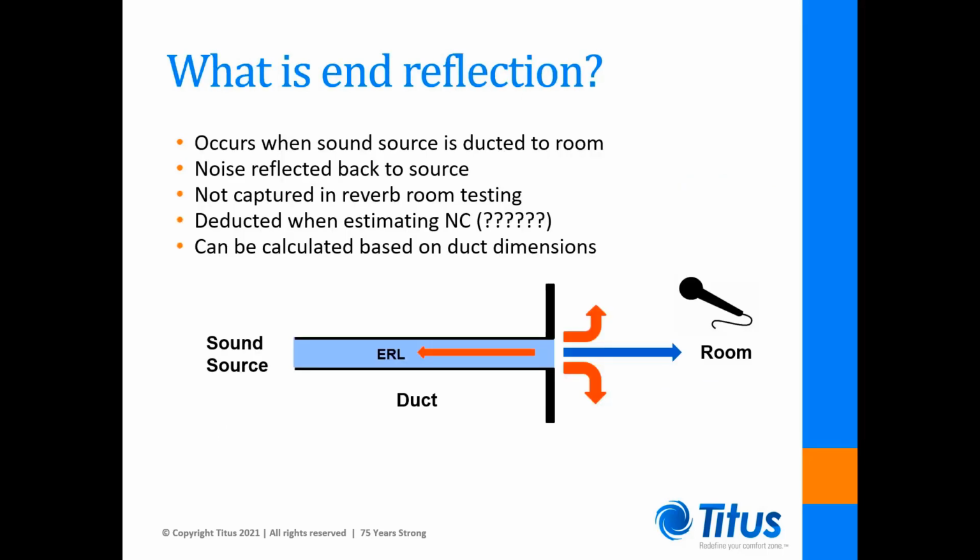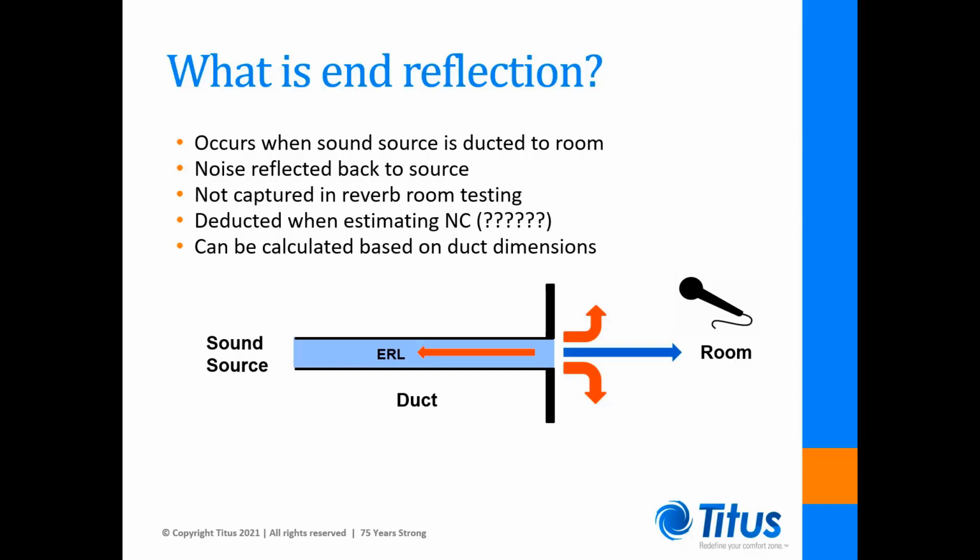Whenever a unit is ducted to a room, there's a sudden expansion of airflow that occurs. ERL is created by either expansion or compression of airflow. In this case, the expansion causes a certain amount of sound energy to reflect back to the source rather than enter the test chamber. In the case of a discharge sound test, this means that any sound energy reflected back towards the source cannot be measured by microphones inside the test chamber.